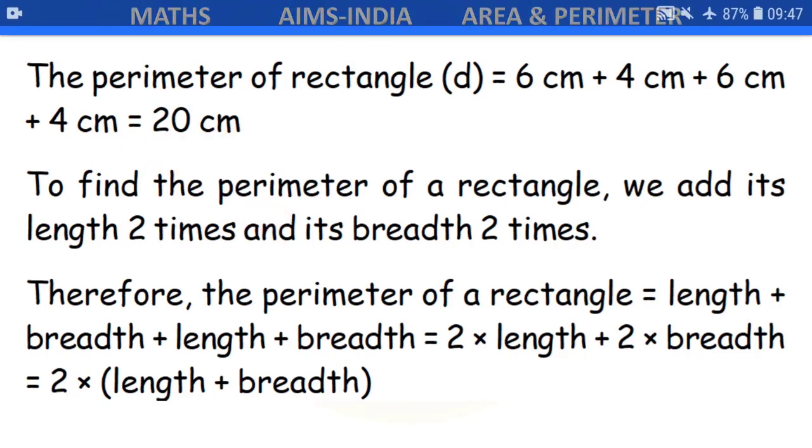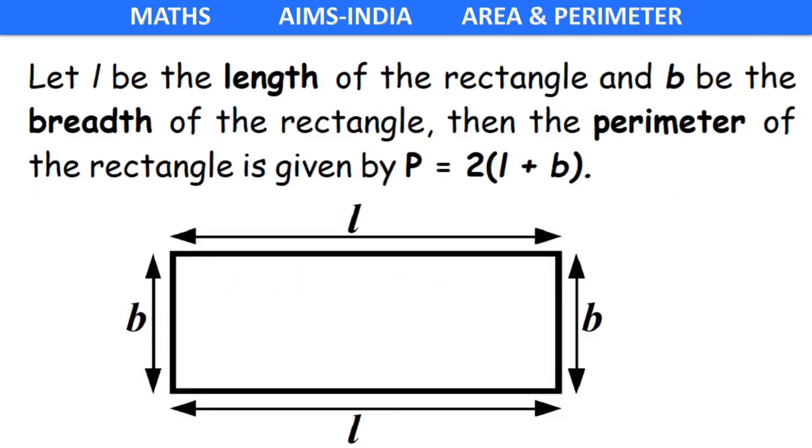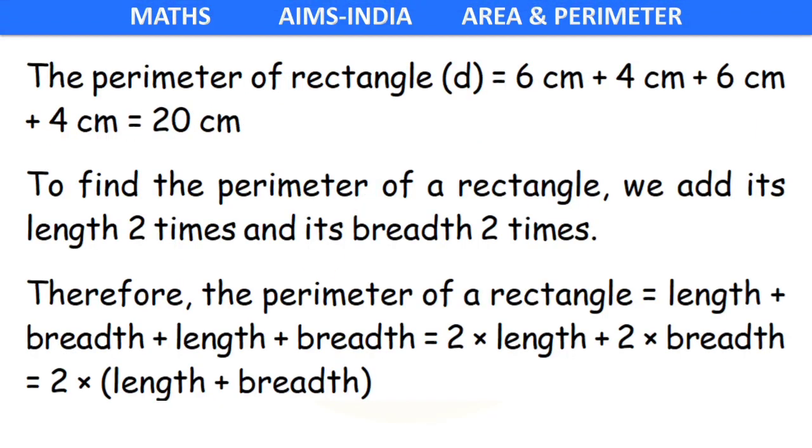Clear, children? How did we find out it? We first found out the rectangle's perimeter by using the basic knowledge that we have, that is adding the length of the given sides. To find out the perimeter of a rectangle, we add its length 2 times and we add its breadth 2 times. What are they saying? To find out the perimeter of a rectangle, what do we do? We add its length 2 times and breadth 2 times.